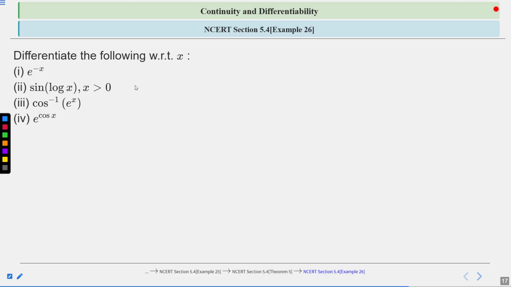First part is e to the power minus x. Second is sine log x, where x is greater than 0. Third is cos inverse e to the power x. And fourth is e to the power cos x. You have to differentiate this. I am giving you a few seconds to solve or think about this question. After that, we'll move to the solution part. Okay, let us discuss.